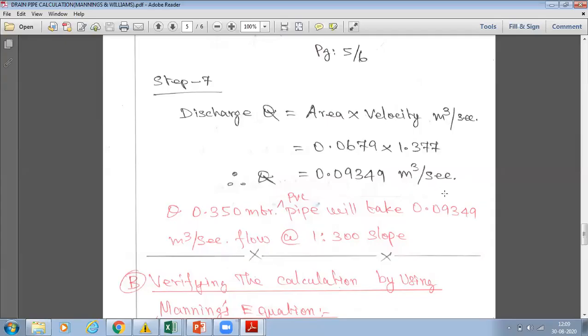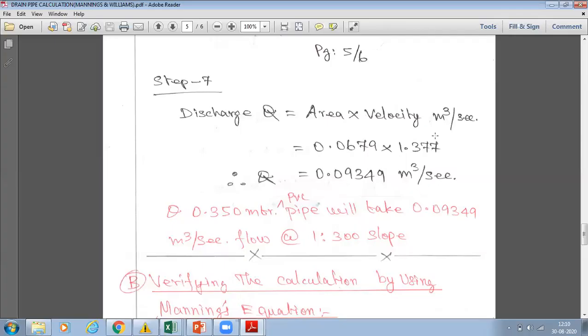Suppose they are giving 0.08 meter cube per second flow rate for the equipment, you have to compare it with what you calculate. It slightly exceeds 0.08; now we are calculating 0.093 meter cube per second. So it is almost equal, only a little bit extra. So you can use the 350 mm pipe size with the 1:300 slope for the 0.08 flow rate. Like that you have to compare and put the pipe size.